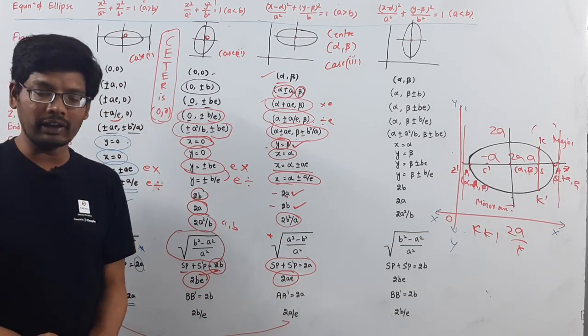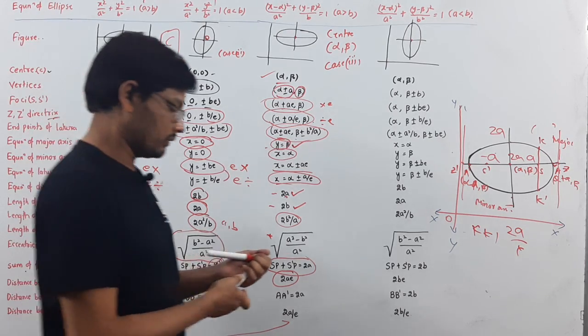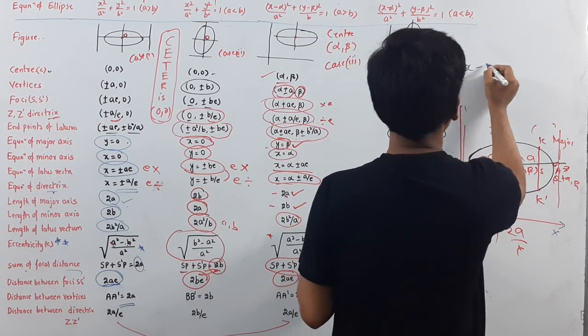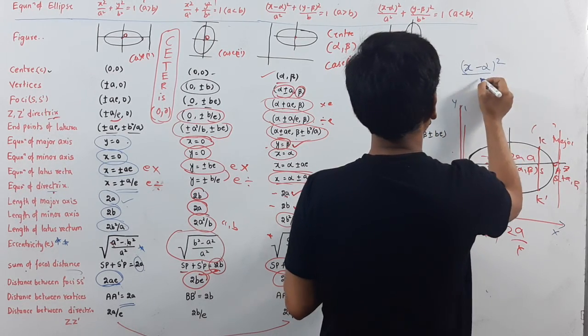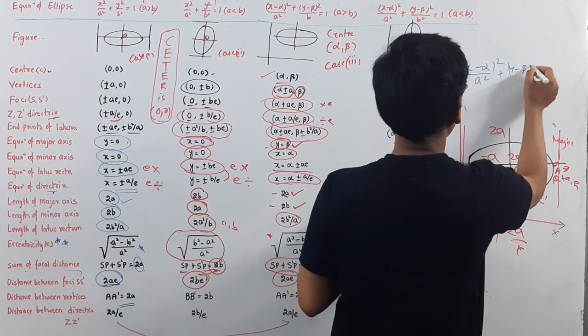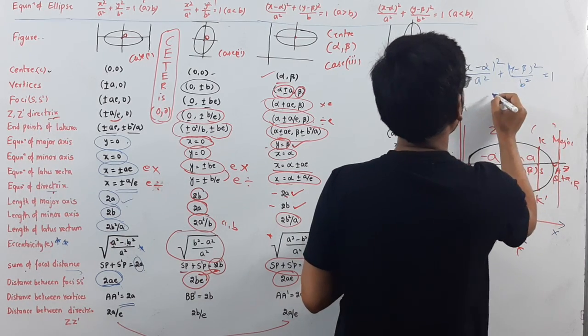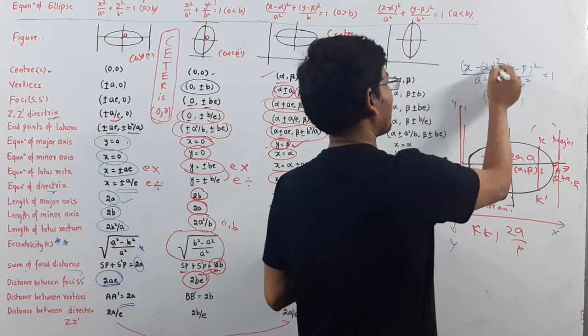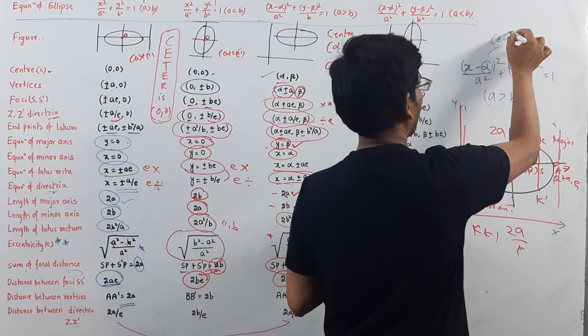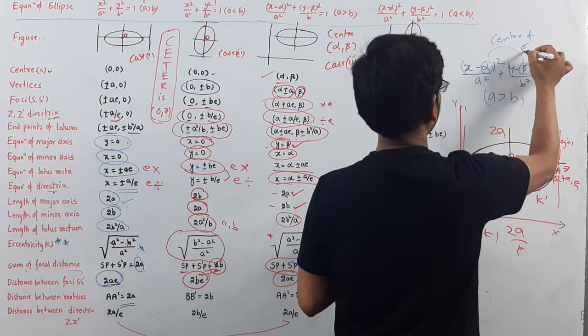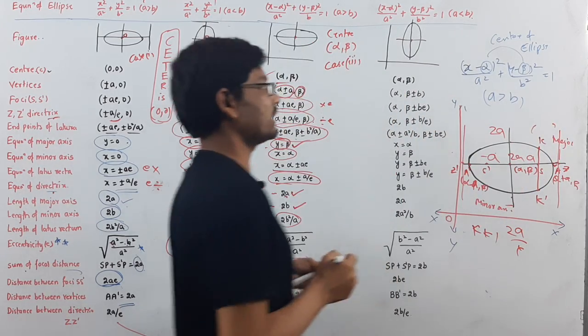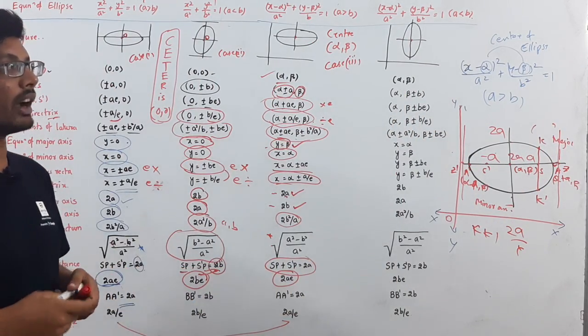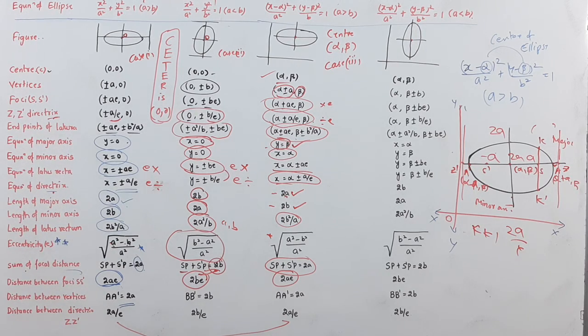This is all the information about the standard form of the ellipse, that is (x minus alpha) whole square by A square plus (y minus beta) whole square by B square is equal to 1 when A is greater than B here. Where alpha comma beta is the center of the ellipse. In this case, the center is alpha comma beta. You have to remember this point here.